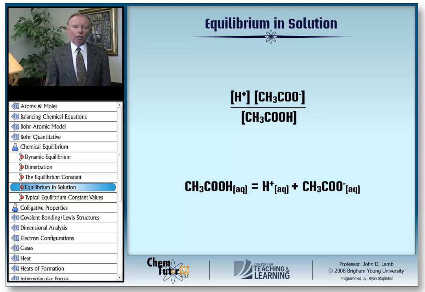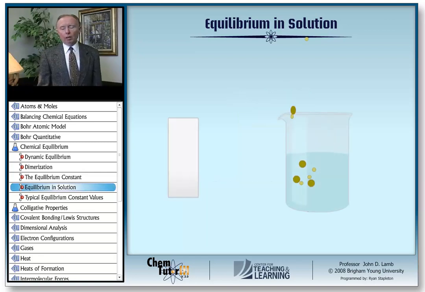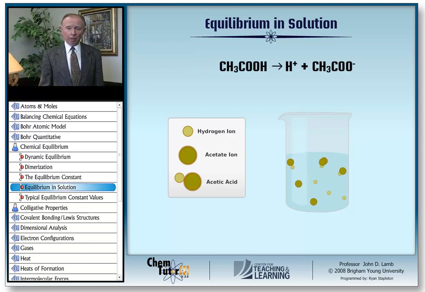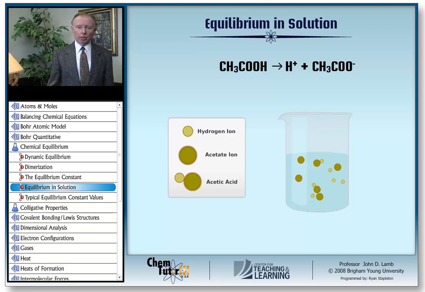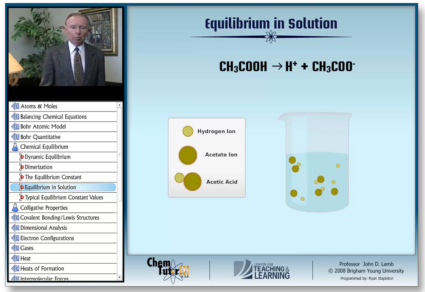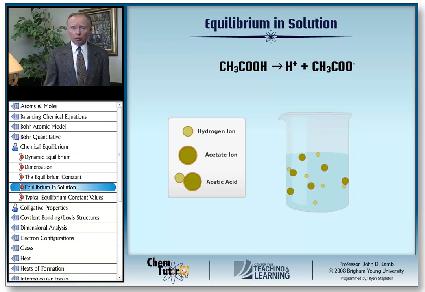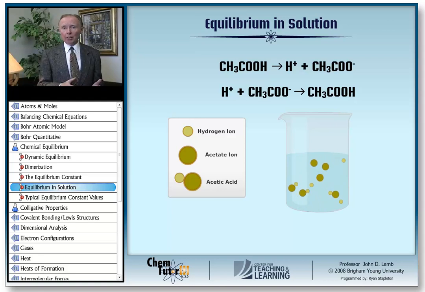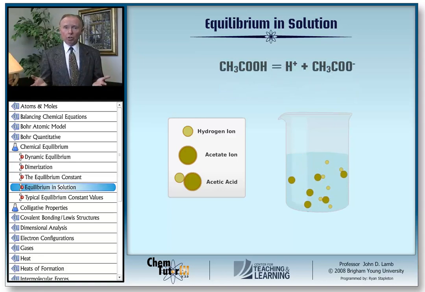So let's take a look at what happens to the acetic acid when we put it in water. At first, the acetic acid molecules begin to ionize into hydrogen ions and acetate ions. But as the concentration of ions increases, some of these begin to recombine to form acetic acid molecules again. At a certain point, the rate at which the forward and reverse reactions occur balances out, and equilibrium is achieved.